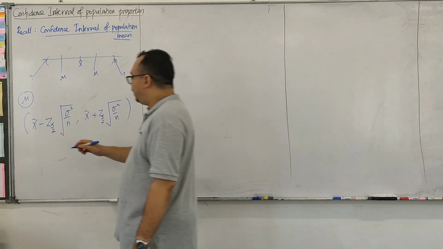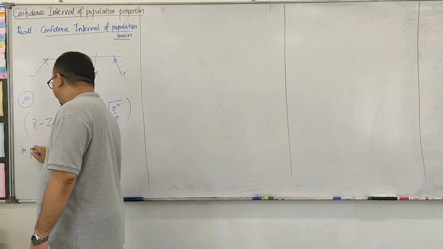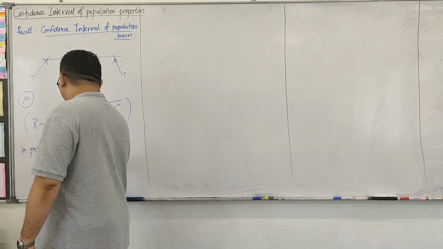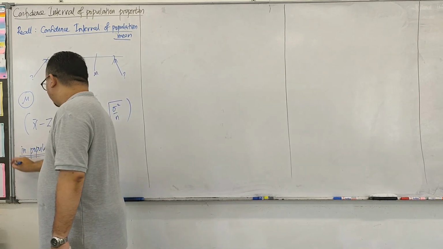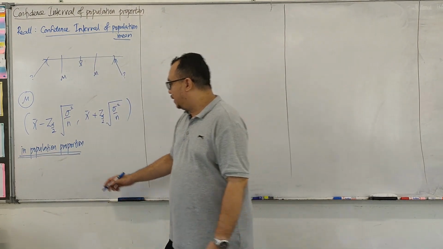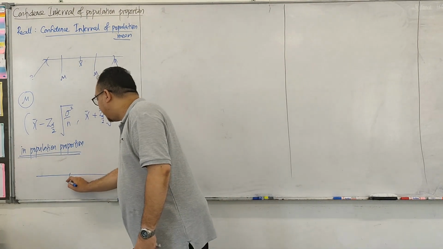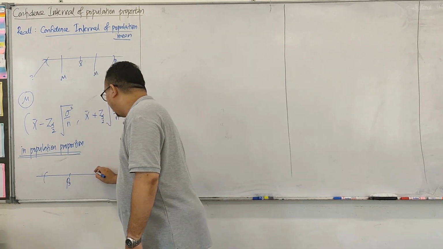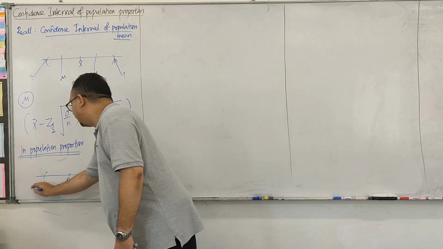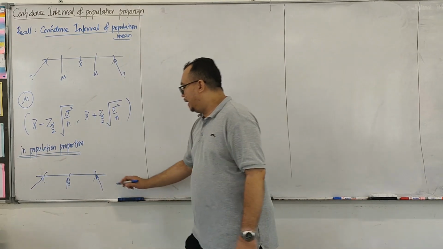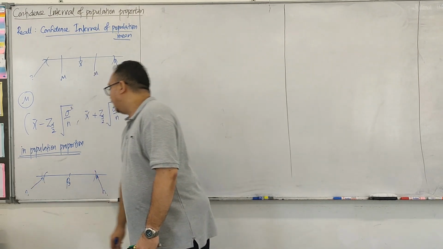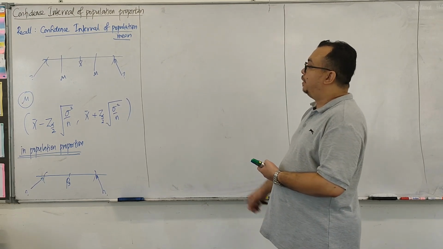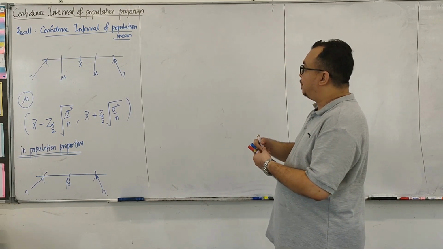So now, in population proportion, okay, apa yang kita nak buat dalam population proportion? So number one, kita nak cari dekat tengah adalah proportion sample, and then kita nak cari confidence interval. Okay, berapa nilai di ujung dan berapa nilai di ujung. So ini yang kita nak cari, confidence interval. Okay, so let me give you the procedure for you to find your confidence interval of population proportion.